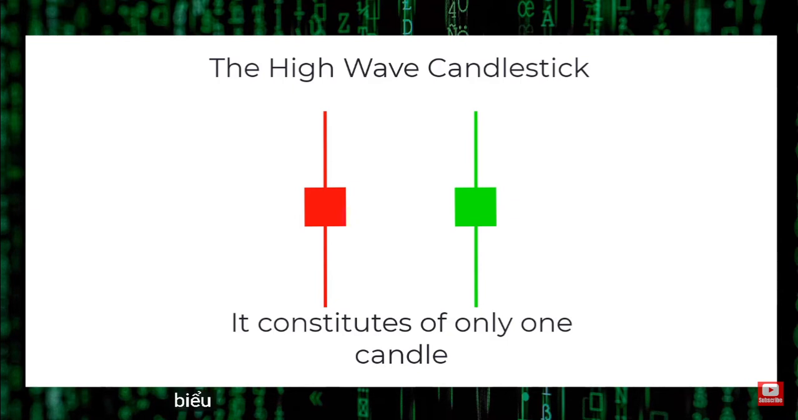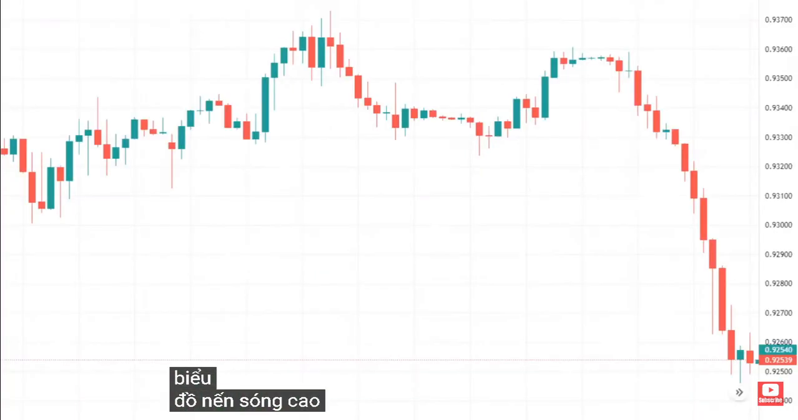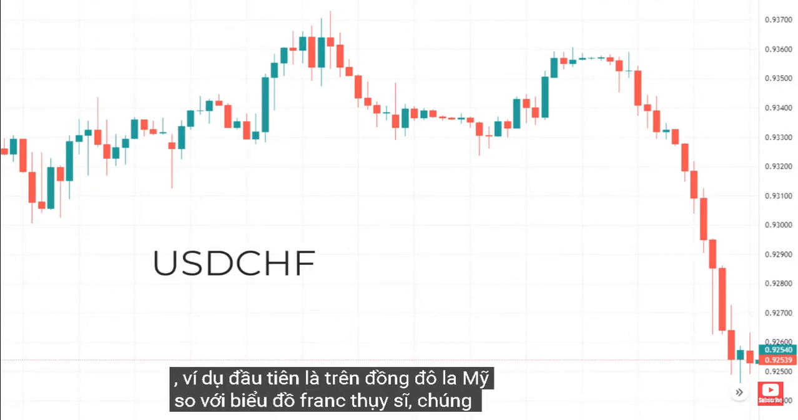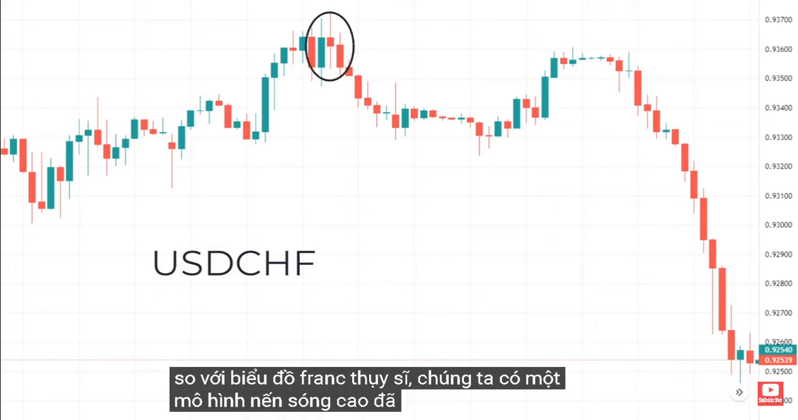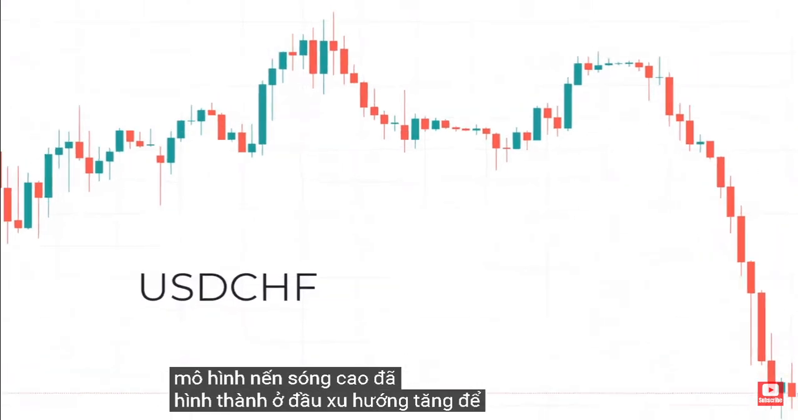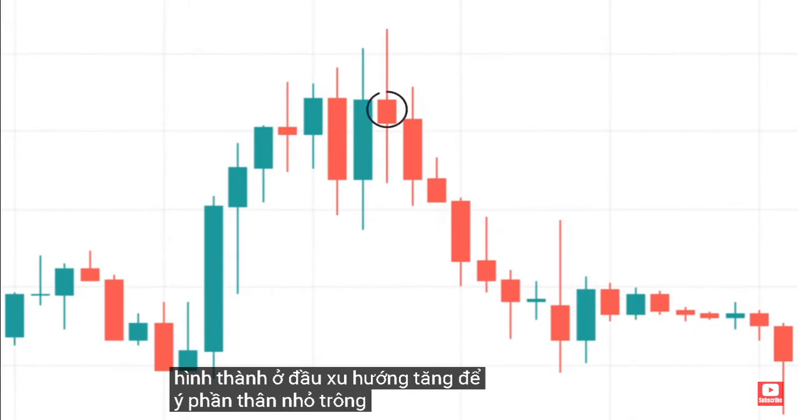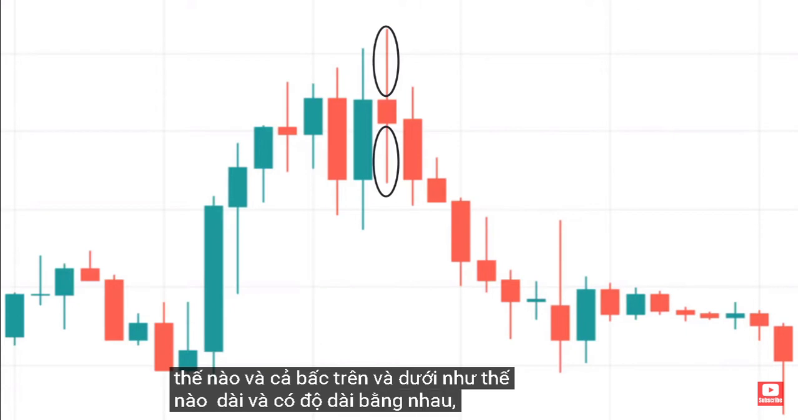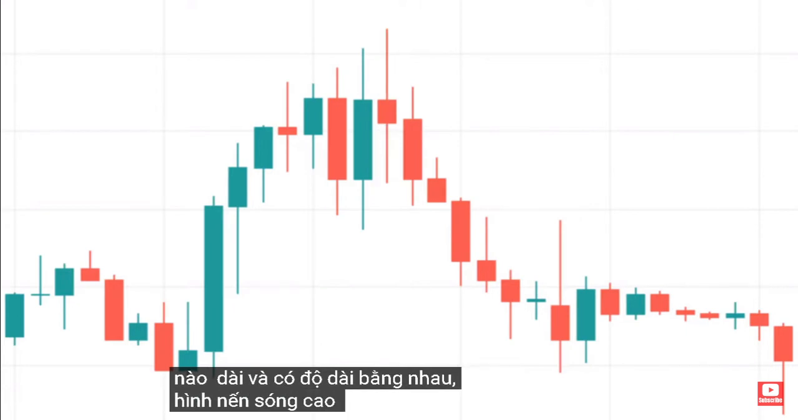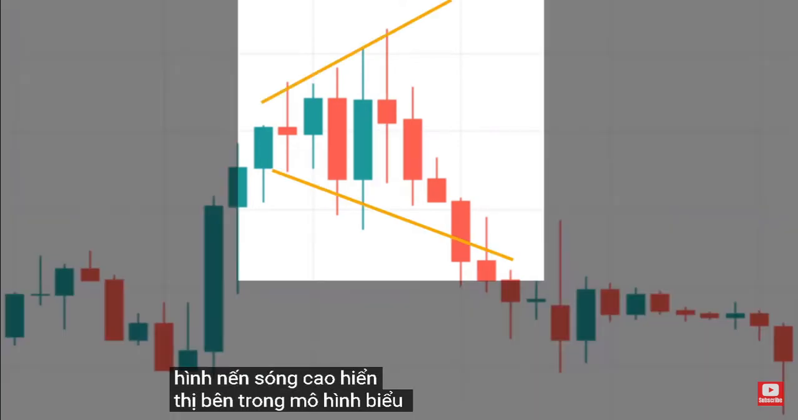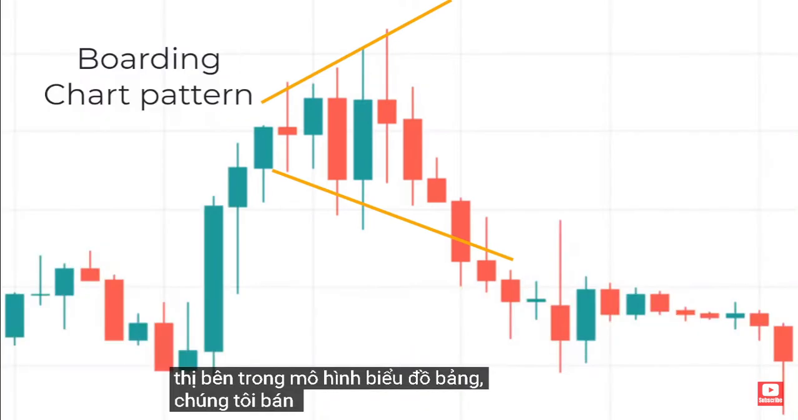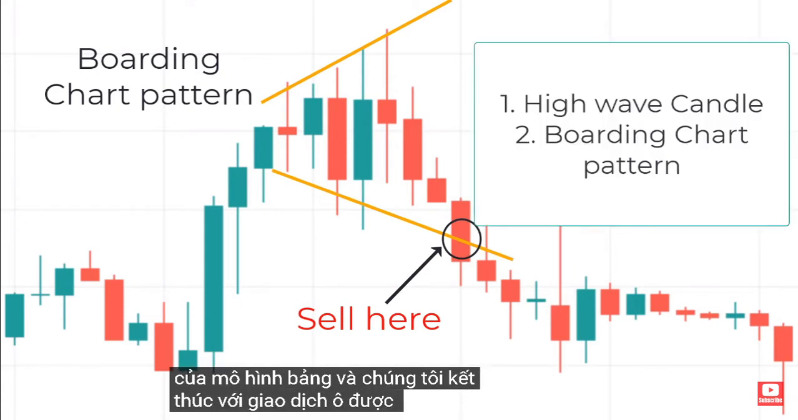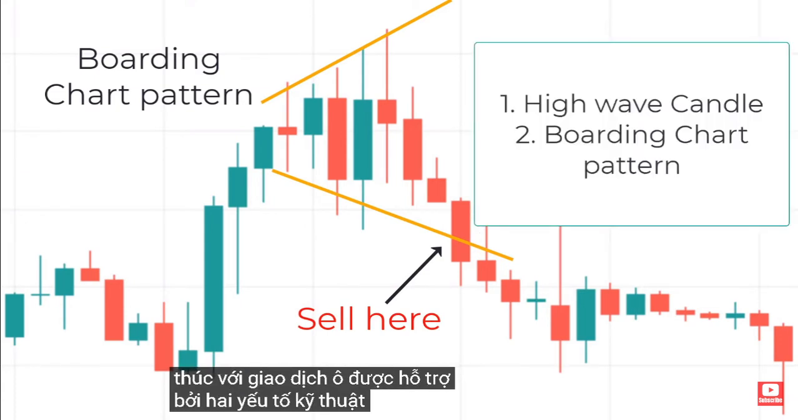Here are two live examples for the high wave candlestick. The first example is on the US dollar against the Swiss franc chart. We have a high wave candle pattern which has formed at the top of an uptrend. Notice how small the body is, and how both the upper and lower wicks were long and equal in length. The high wave candlestick showed up inside the broadening chart pattern. We sell once the price breaks the lower band of the broadening pattern, and we end up with a sell trade, which is supported by two technical factors.